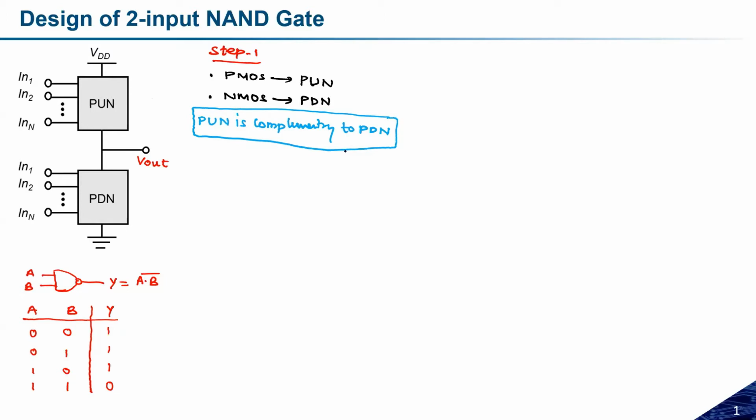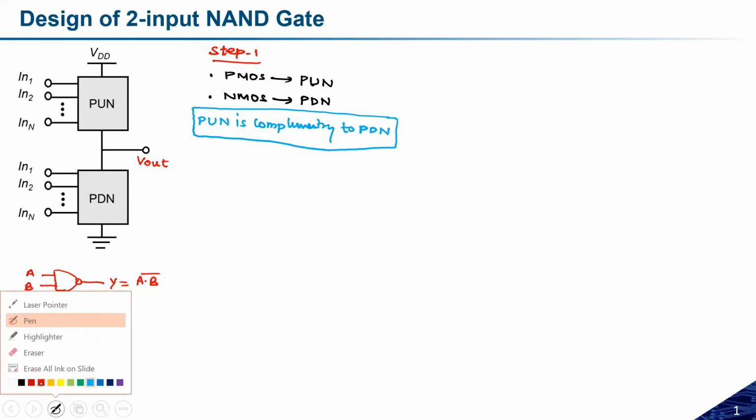So the components which are in series in the pull-up network will be in parallel in the pull-down network, and the components which are in parallel will be in series in the pull-down network. So yeah, we will see all these things in detail later on, no problem at all. So this is the first step. We need to fix that the PMOS transistors should be in the pull-up network, and the pull-down network should be made of the NMOS transistors.